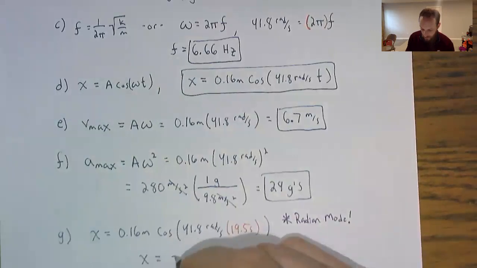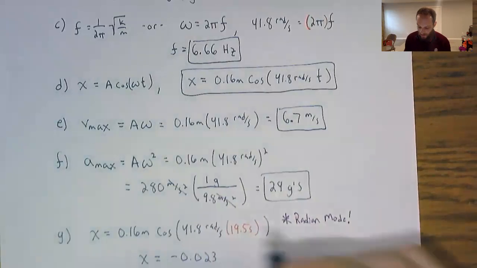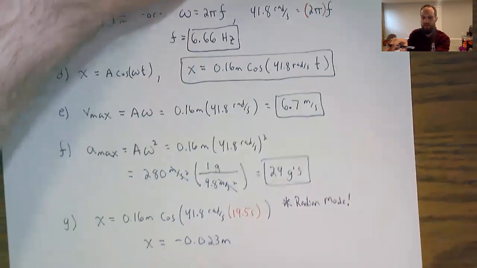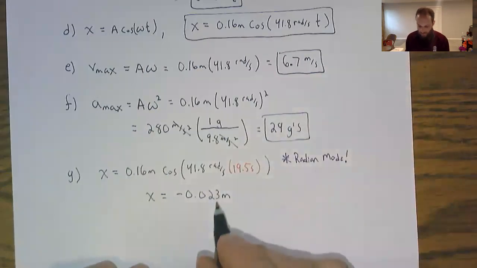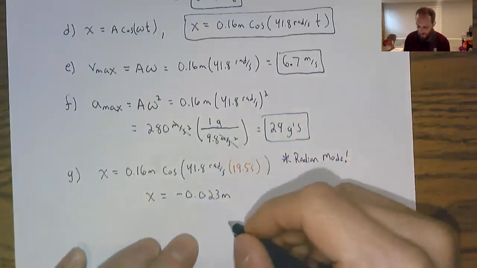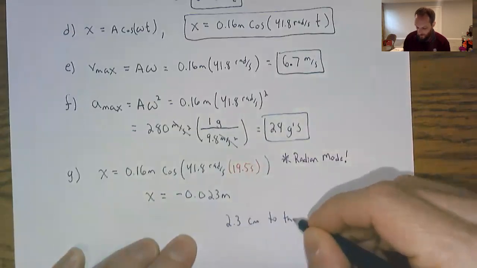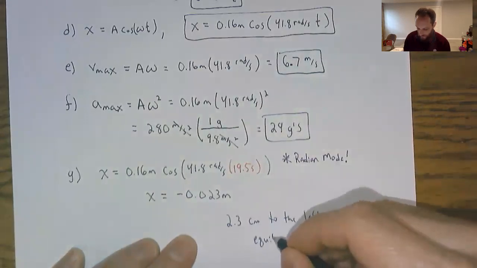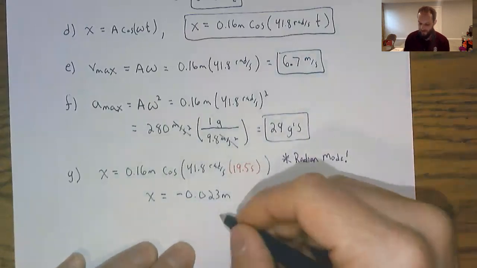And my calculator will return negative 0.023. Negative 0.023 meters, since it's a position. So it looks like at this particular time, this thing is to the left of equilibrium. And in meters, that's 2.3 centimeters. So the answer is 2.3 centimeters to the left of equilibrium, or to the left of the x equals 0 spot.